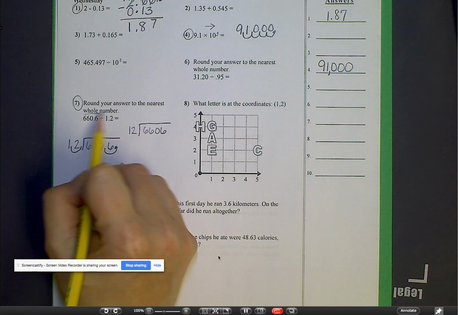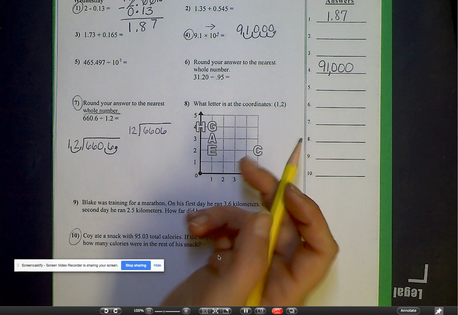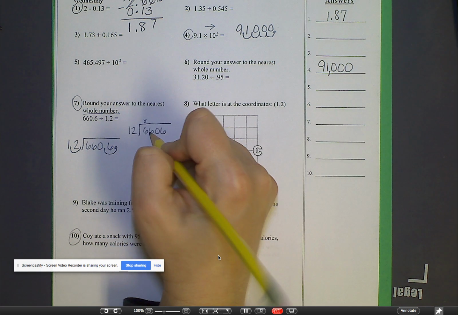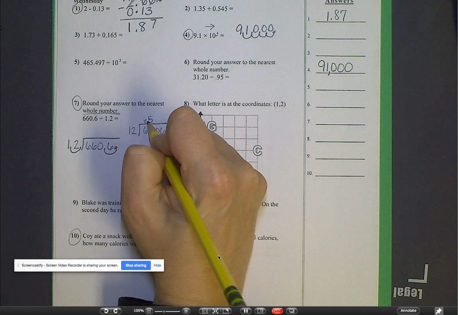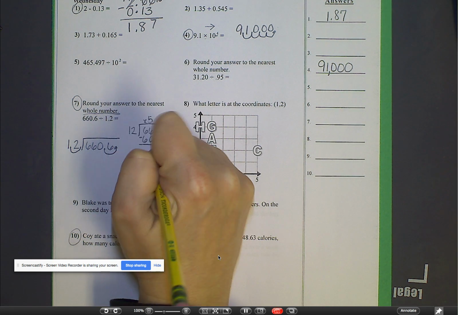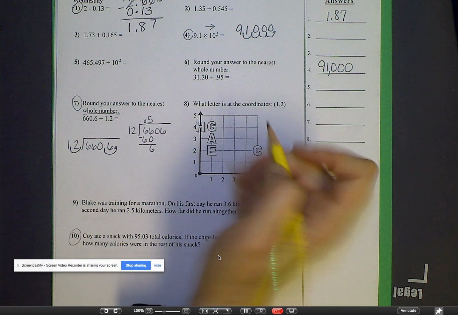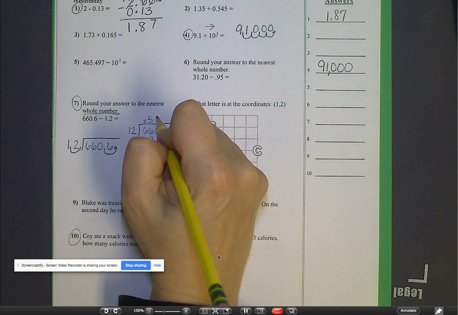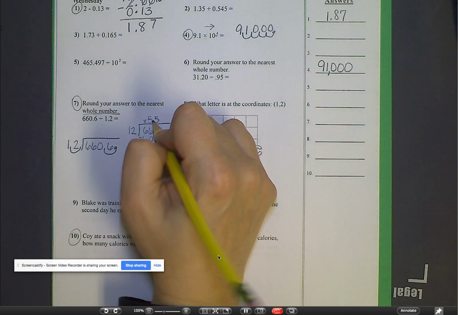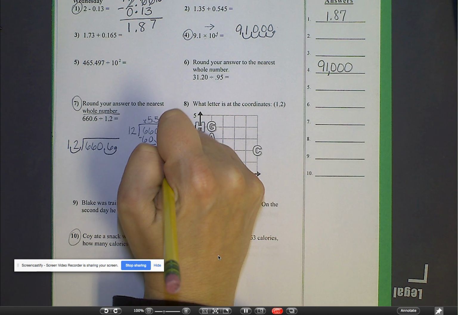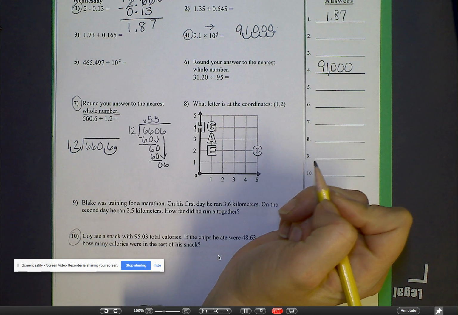It says round to the nearest whole number. So I'm going to show you how to do that. 12 cannot go into 6, so that's an X. 12 goes into 66 5 times. 5 times 12 is 60. And then I subtract. 6 left over. Bring down my 0. 12 goes into 60 5 times. 5 times 12 is 60. Then I have 0. And then I'm going to bring down my 6.